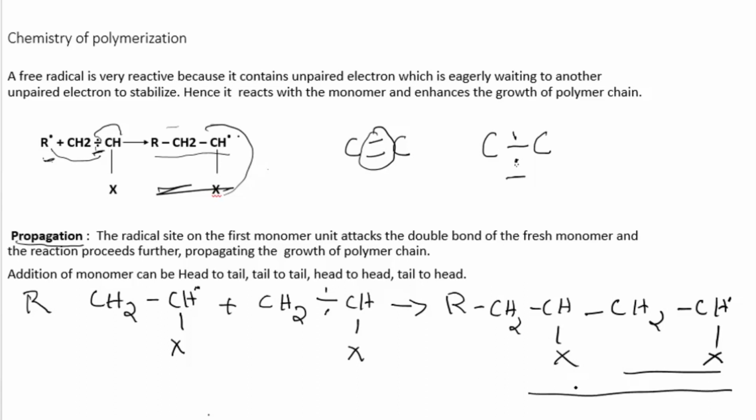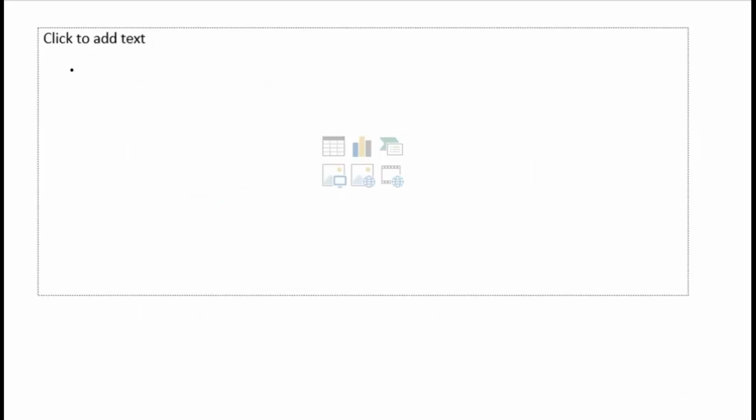The chain growth is increasing, and the process in which fresh monomer molecules attack one by one and thereby increase the chain growth is known as propagation. And the addition of monomer can be head to tail, head to head, or tail to head. So first we can see how the tail to head addition comes.